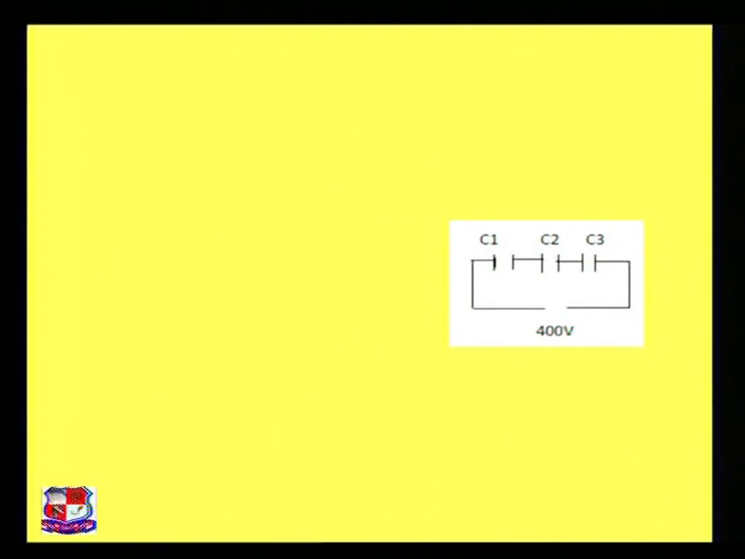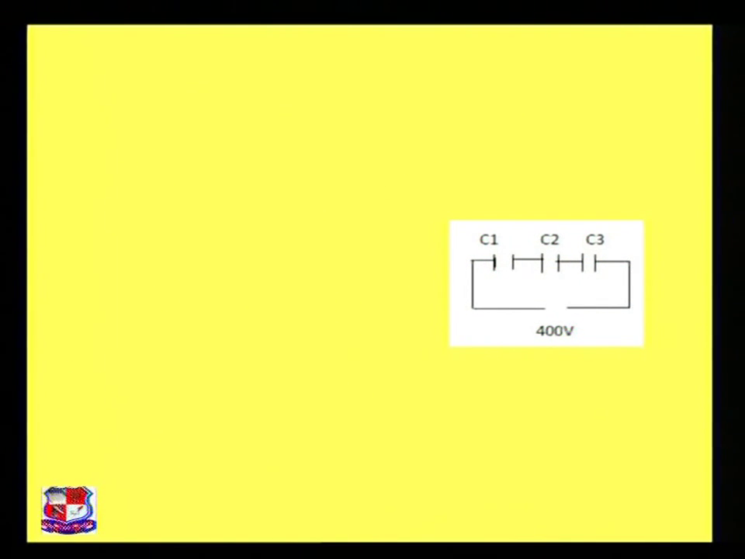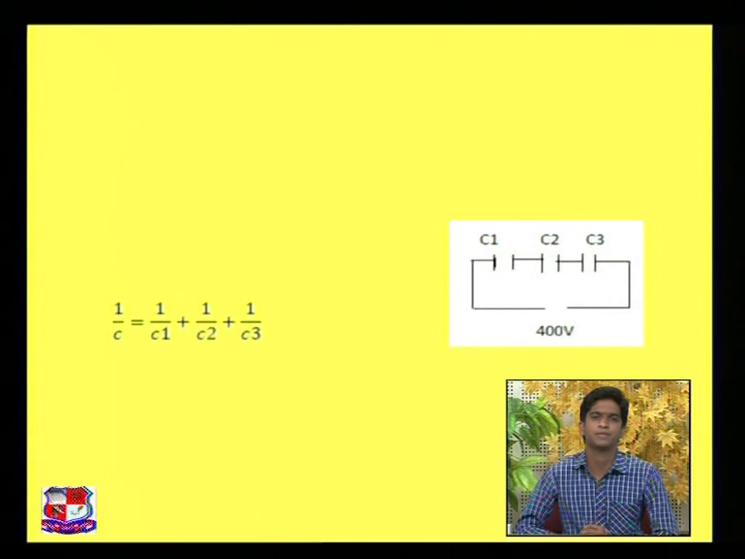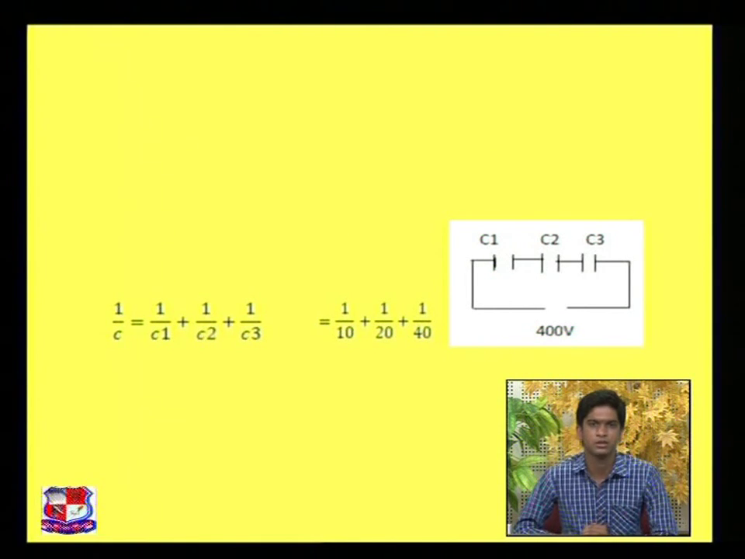Here we have an arrangement: C1, C2 and C3. Three capacitors are arranged in series, and the value of C1 is 10 microfarads, the value of C2 is 20 microfarads, the value of C3 is 40 microfarads, and the voltage is 400 volt. Now we have an equation for capacitors in series. We derived the equation for capacitors in series as 1 by C is equal to 1 by C1 plus 1 by C2 plus 1 by C3. So here we can write 1 by C is equal to 1 by 10 microfarads plus 1 by 20 microfarads plus 1 by 40 microfarads.